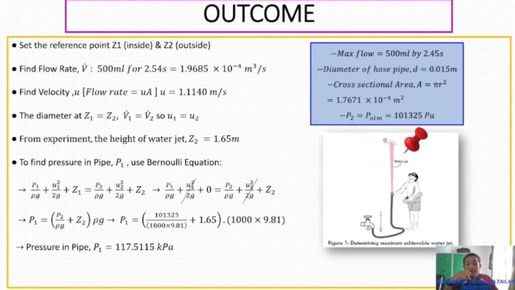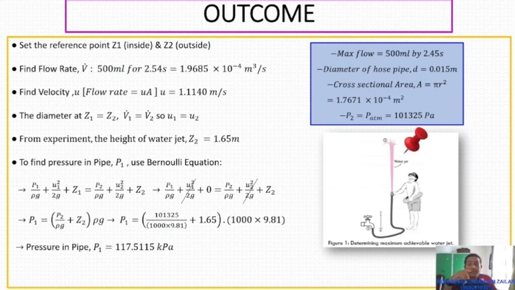1.9685 times 10 power of negative 4 meter cubed per second. Then find the velocity. The flow rate V dot also equals velocity times cross-sectional area. The flow rate is the same. Flow rate V dot 1 equals V dot 2. So U1A1 equals U2A2. The velocity U equals 1.1140 meter per second. Velocity is the same, so we can consider the flow rate is the same.